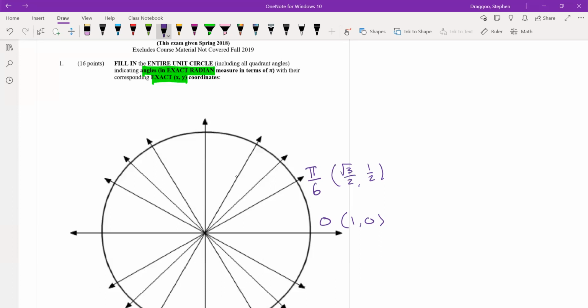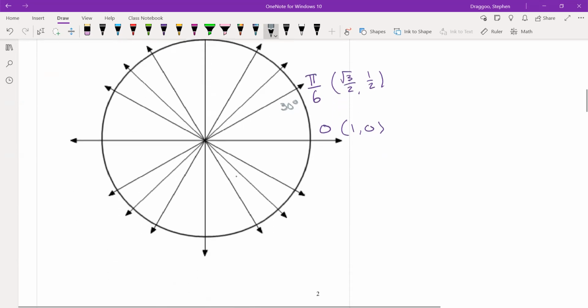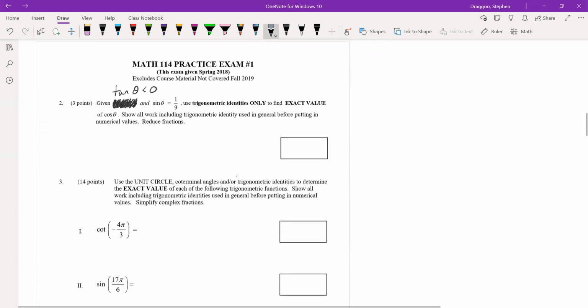Yeah, so just do that for all of them. You do not need to include degree measure, but you can if you want to. So that's a 30-degree angle, but we're going to be grading specifically on the radian measures. So make sure you put the radians on each angle. And again, this is the exact format that you'll see on the exam. Or at least the one that's on paper.